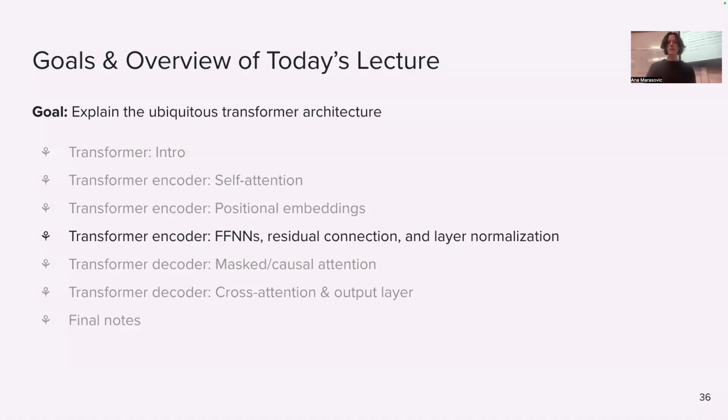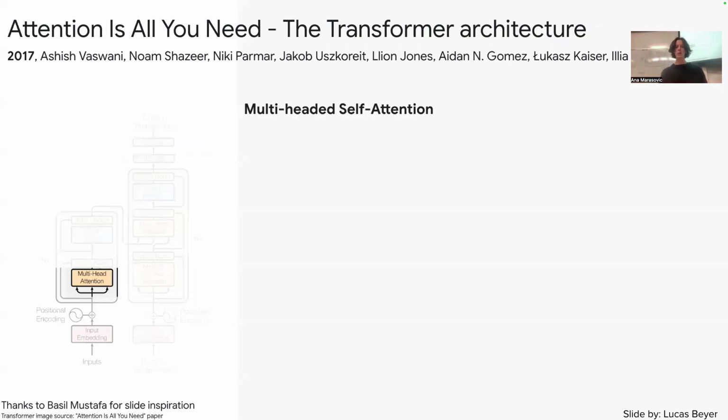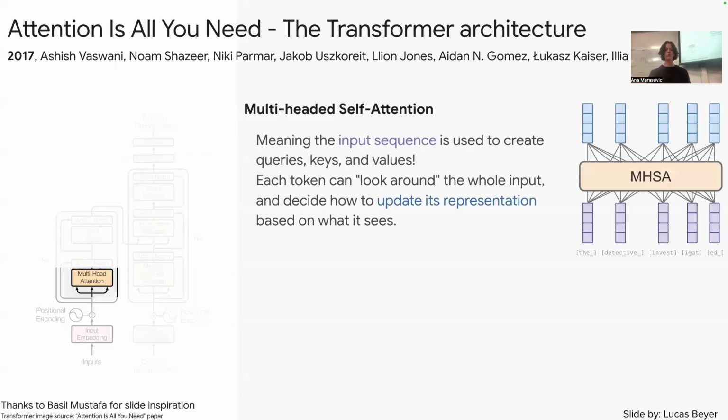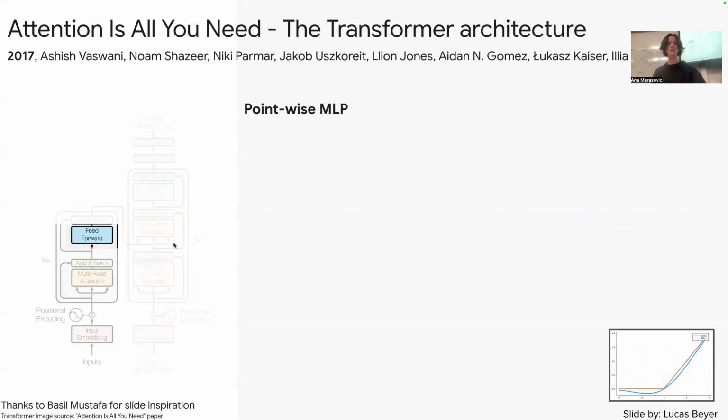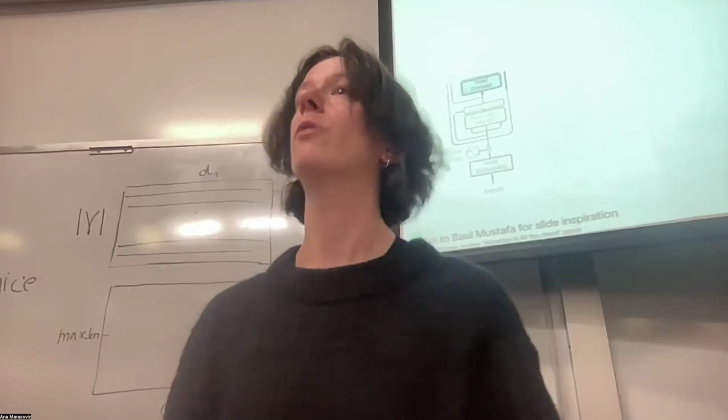Okay, let's stop here, and next time we are going to move forward with other bits and pieces of the transformer architecture.